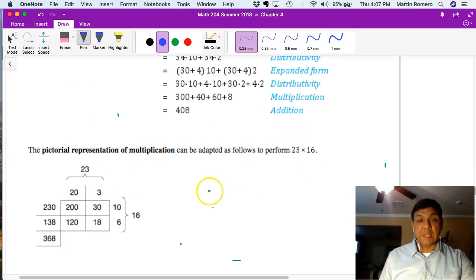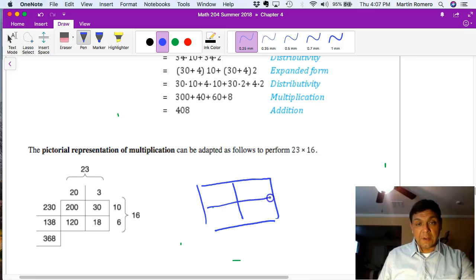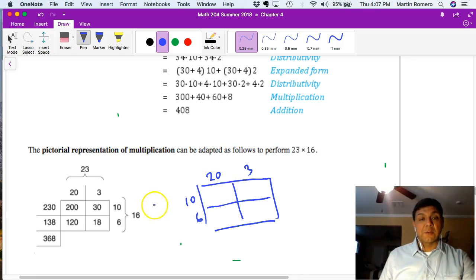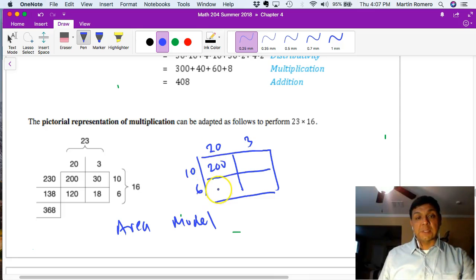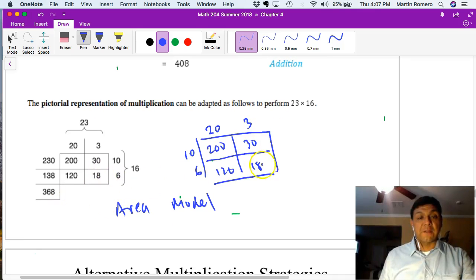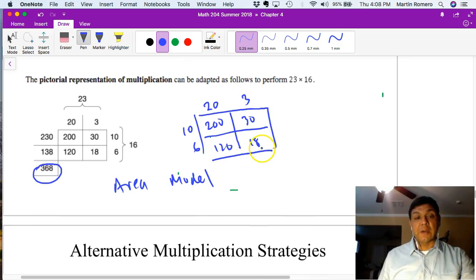In this case, 23 times 16, I'll recreate it here. So you end up with a rectangle, and there's 23 there, so you break it up into pieces. There's 20 plus 3, here's 10 plus 6, and then you use what we call an area model. This is very similar to an array or area model. 20 times 10 is 200, 20 times 6 is 120, 3 times 10 is 30, 3 times 6 is 18. Now it's a lot of work, but you can now see what that value would be when you add that all up together. You get 368 when you put all that math together there, and that's an area model.